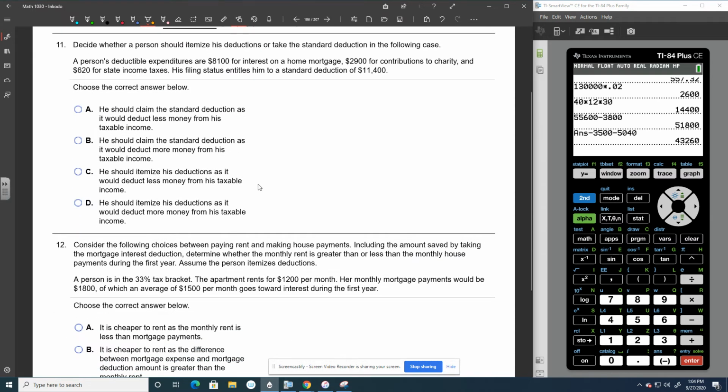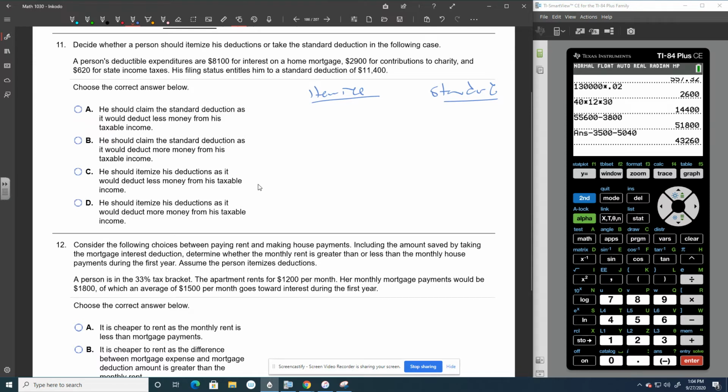Number 11, decide whether a person should itemize or take the standard deduction. Now remember, you can only pick one or the other. You can either itemize your deductions or you can take the standard. So the goal is to figure out which one is more.